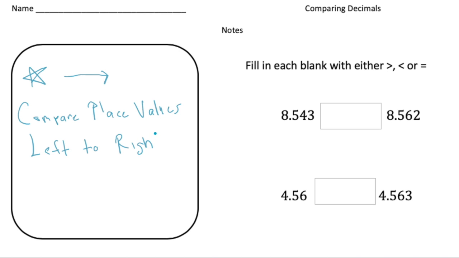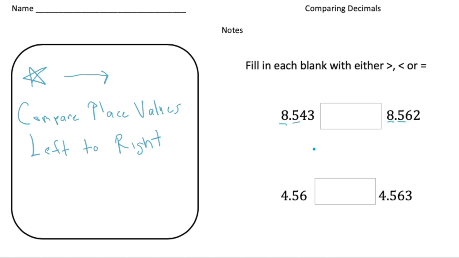All right, so again, our goal is to figure out which number is greater, okay? Here we have the number 8 and 543 thousandths and 8 and 562 thousandths. So we're going to compare the place values first, left to right. The first one on the left is the number 8 on this side, and on this side we also have an 8. So we know those are the same, so let's move on. The next one is the tenths digit. We have a 5 here and also a 5 over here. So far they're the same, okay?